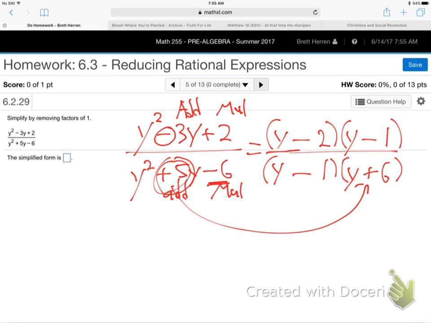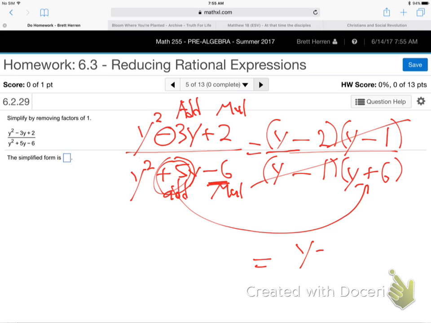Now that they're all factored, we can do the canceling, right? This and this will cancel, won't they? That's okay to do because I'm buying the whole glued package, right? I'm buying the whole glued package there. Glued together. I buy the whole glued package like that.